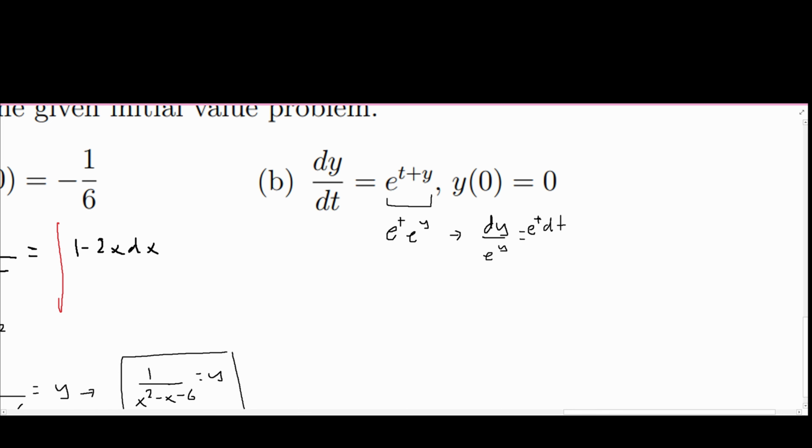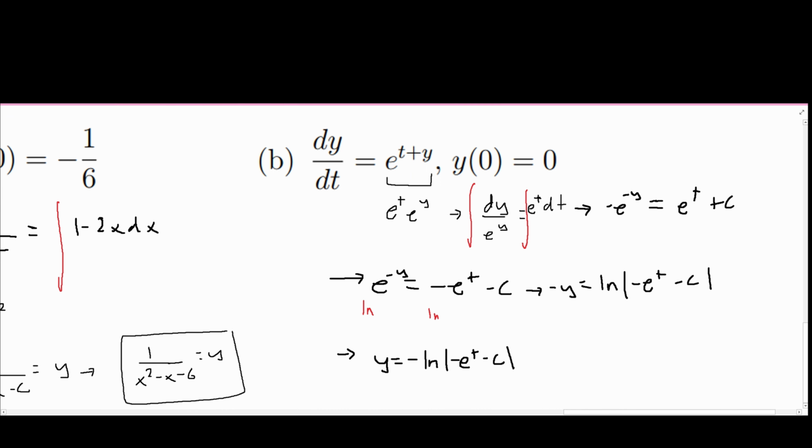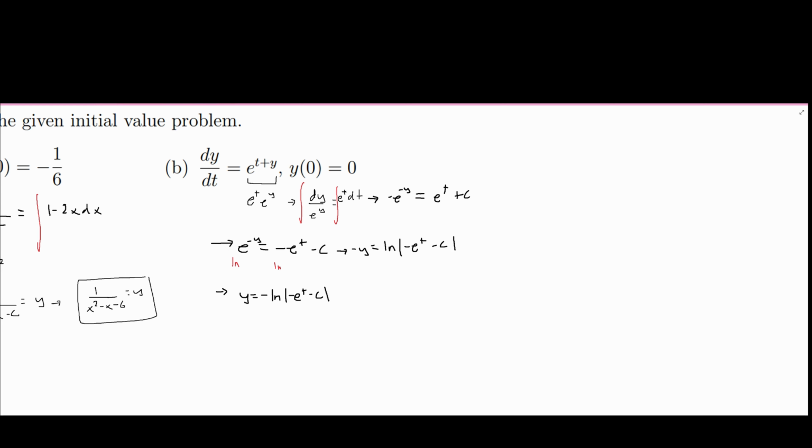Now we take the integral of both sides. After integrating both sides, we get negative e^(-y) is equal to e^t plus c. Solving for y, we multiply both sides by ln. y is equal to negative ln absolute value of negative e^t minus c. And to solve for c, we can use this equation up here, after we multiply the negative on both sides.